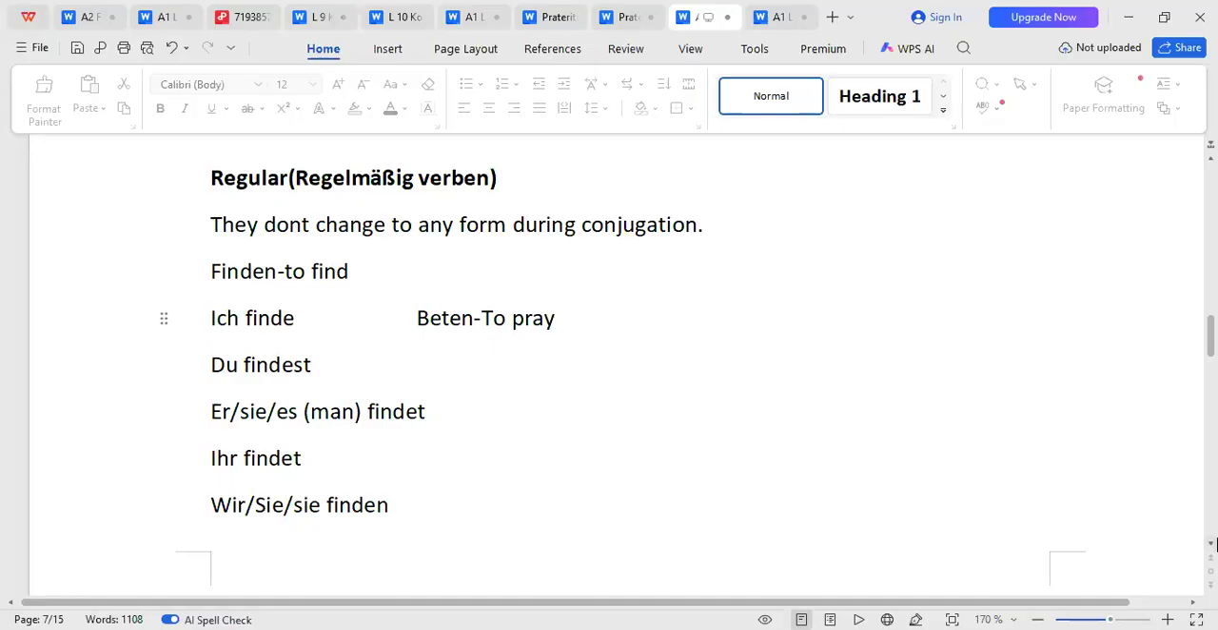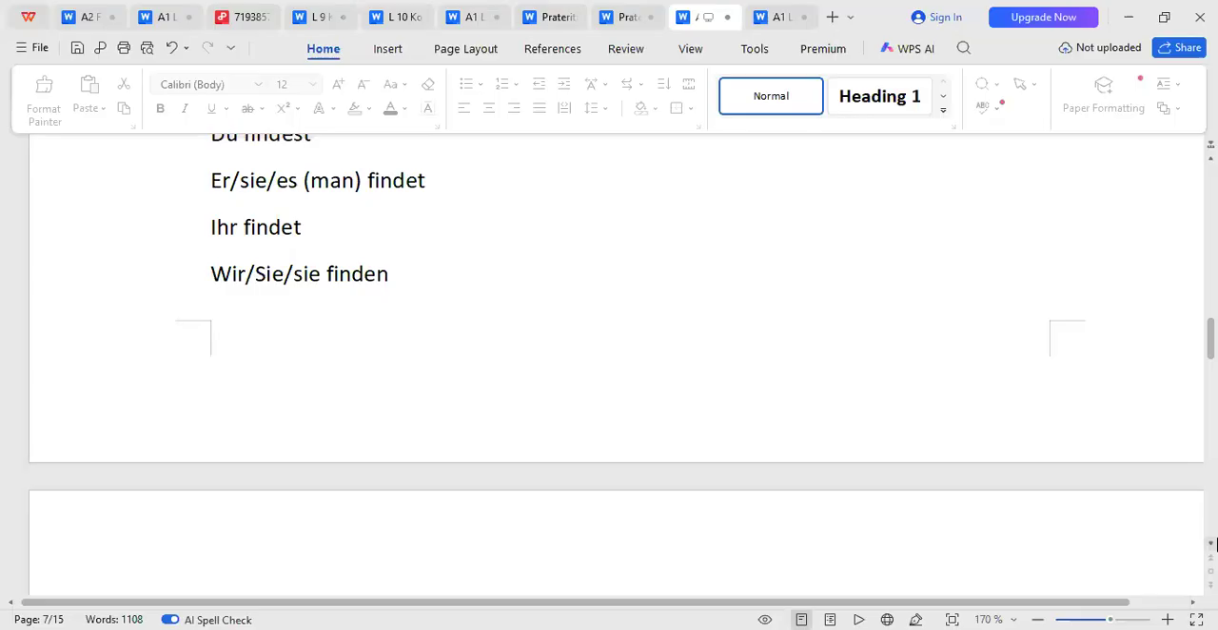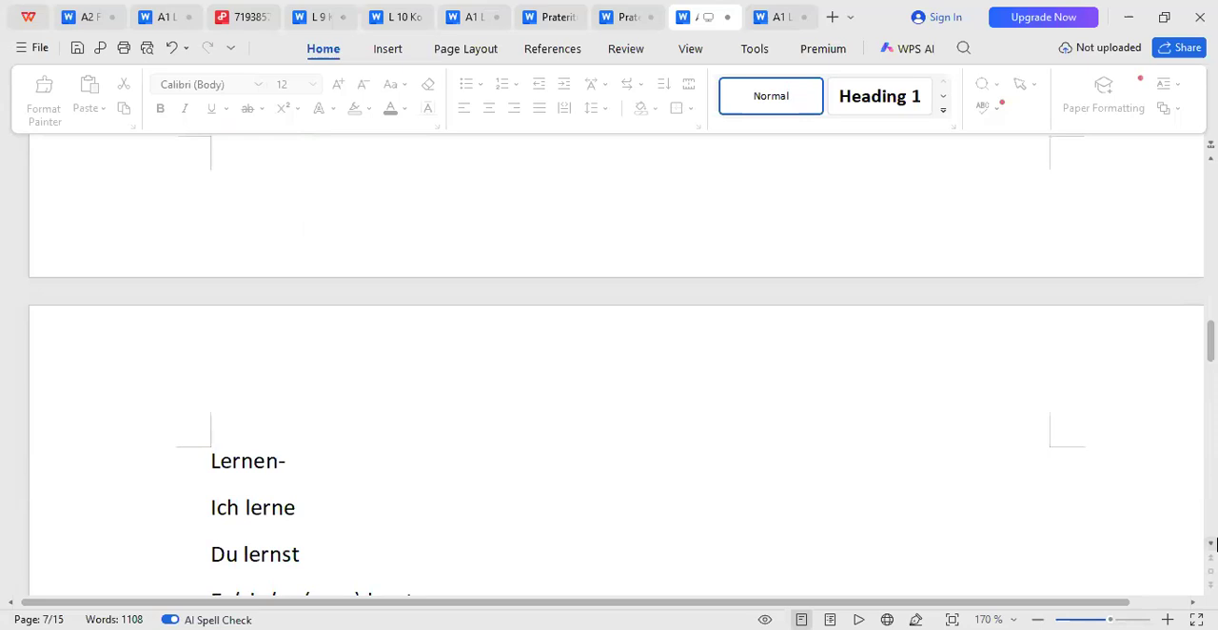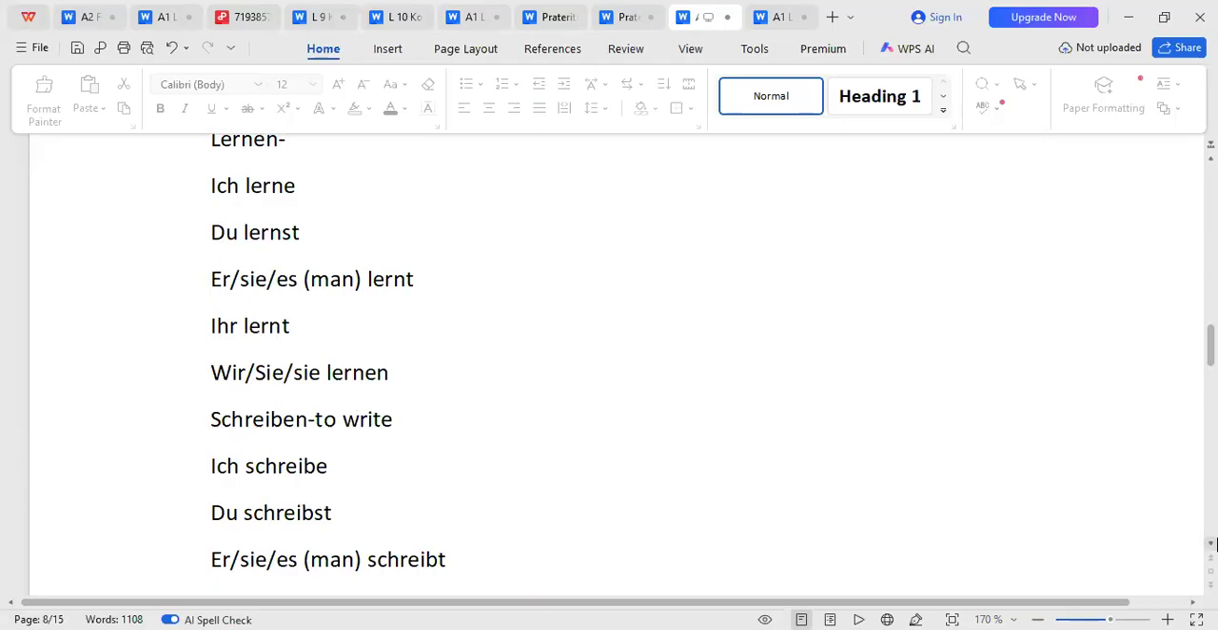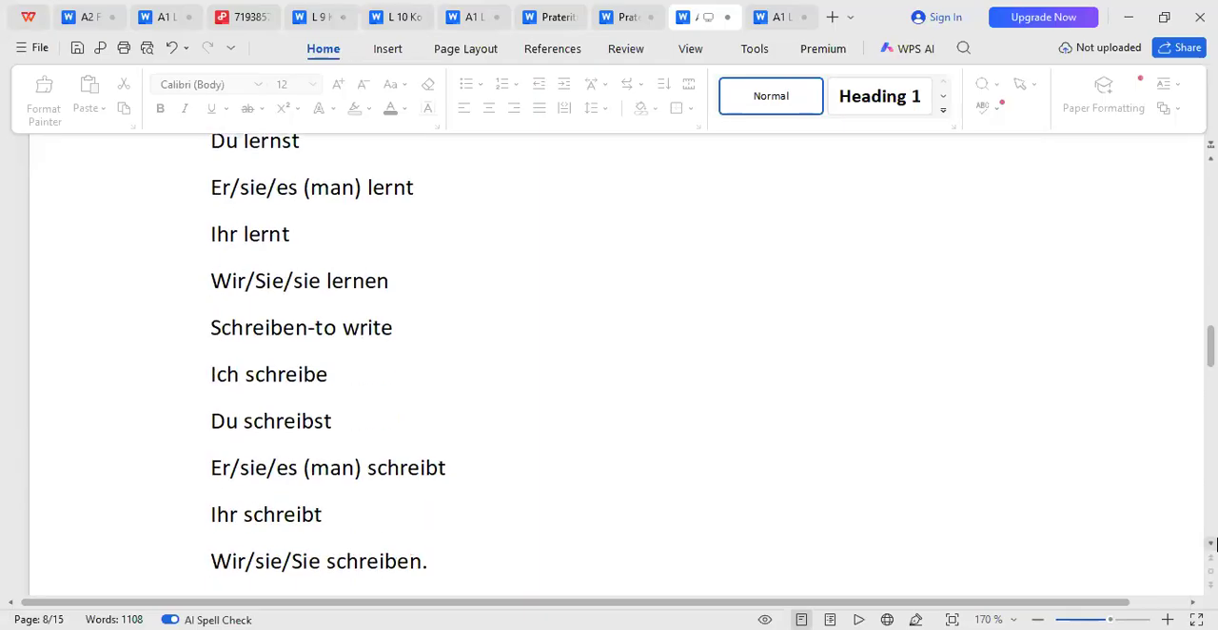So we have regular verbs, irregular verbs. Very fast, I'll take you through regular verbs. These regular verbs are very simple because they don't change to any form. So the rules, just know lernen. Ich lerne, du lernst, sie, es, man lernt, ihr lernt, wir, sie lernen. Schreiben is to write. Ich schreibe, du schreibst, sie, es, man schreibt, ihr schreibt, wir, sie schreiben. Sehr, sehr einfach. Very simple. Regular verbs. The rules of conjugation.